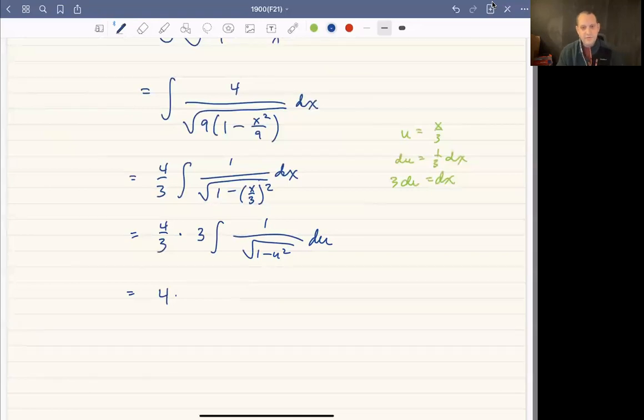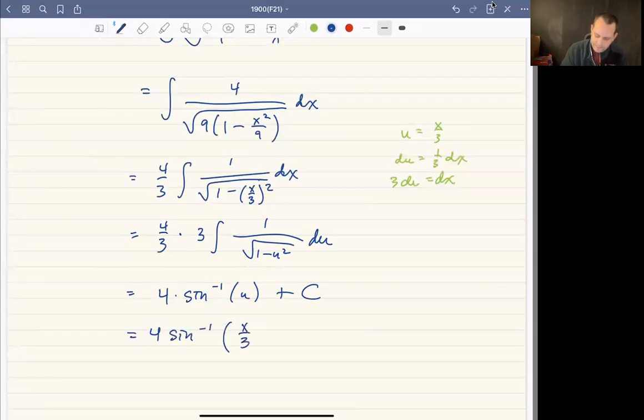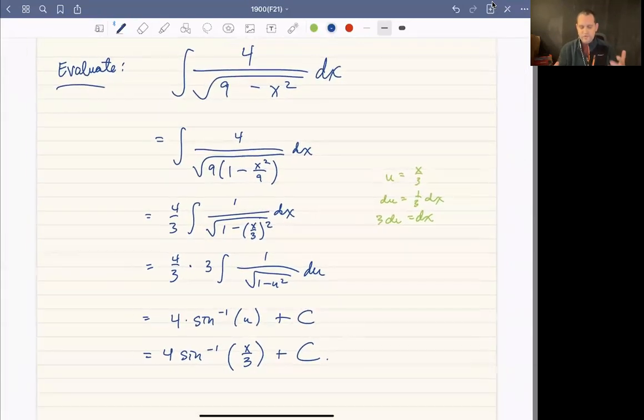And then the antiderivative of 1 over the square root of 1 minus u squared du is going to be inverse sine of u plus c, where u was x over 3. Okay, so the antiderivative there is 4 times inverse sine of x over 3.